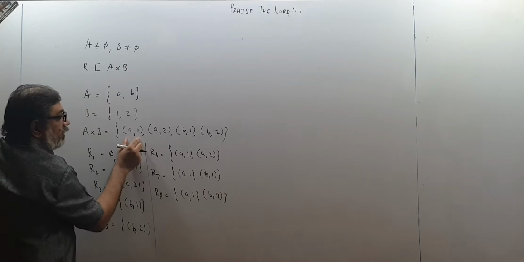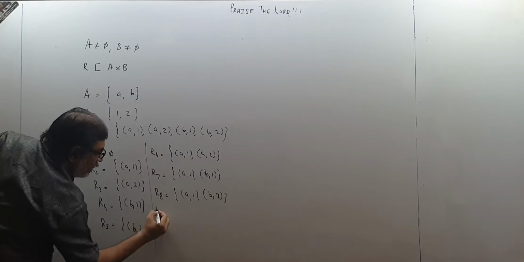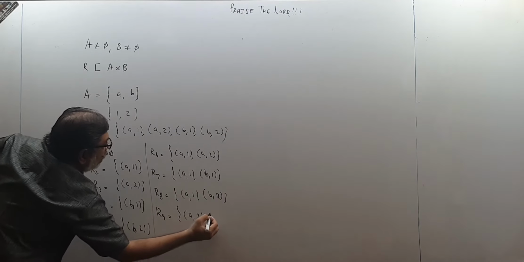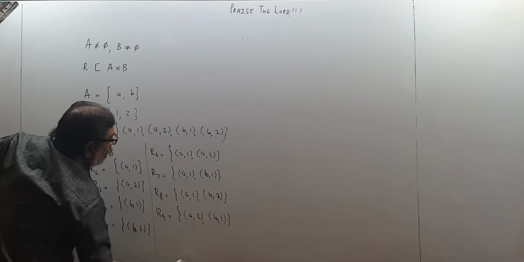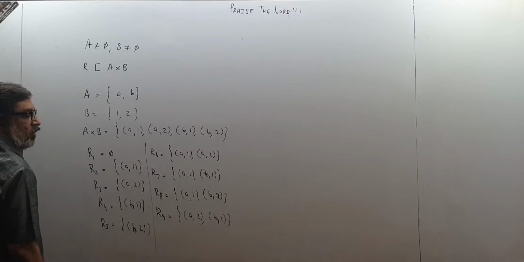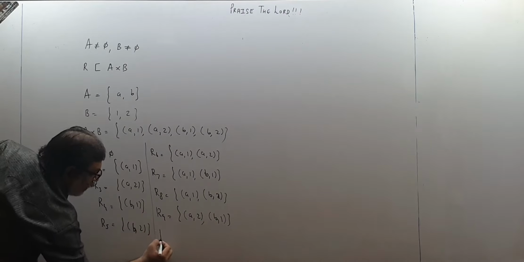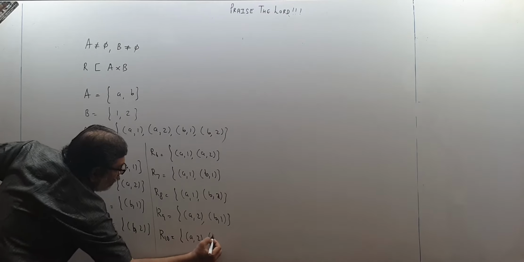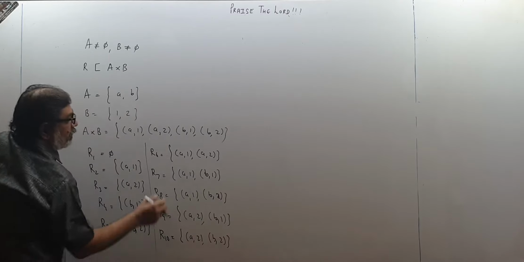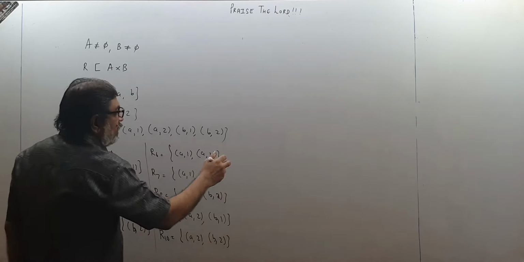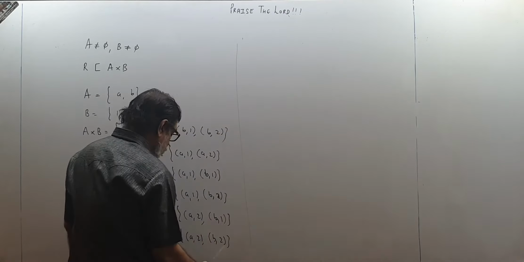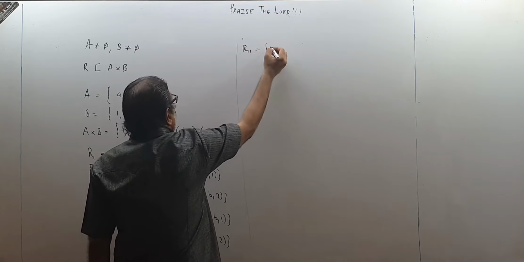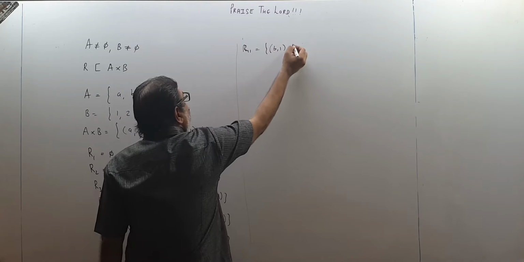So I take pairing of a1 with everybody. Then I start pairing of a2 and b1. See, a2, a1 are already paired over here, so I don't write again because in set order is not important. Then I will have a2 and b2, a2, b2. Now b1, b2. So R11, that will be b1 and b2.